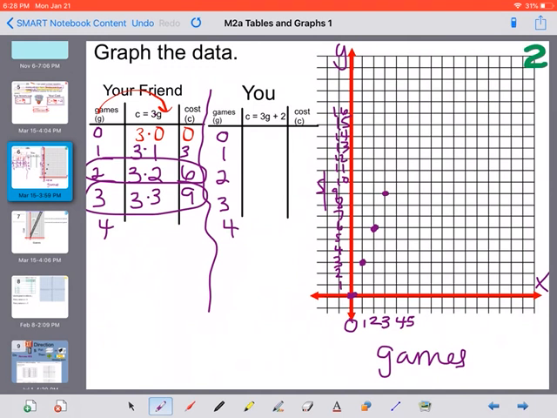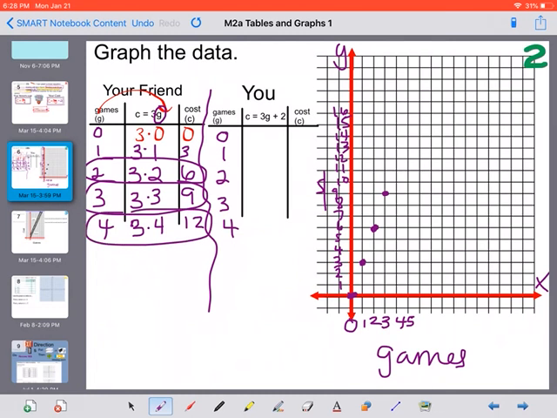And then for 4 games, we have $3 times our number of games, which is 4. All I did here is, instead of the G, we're putting in what G is, how many games we're playing, 4. 3 times 4 is 12.